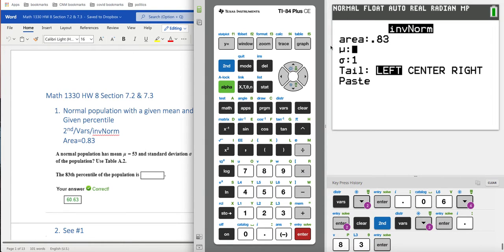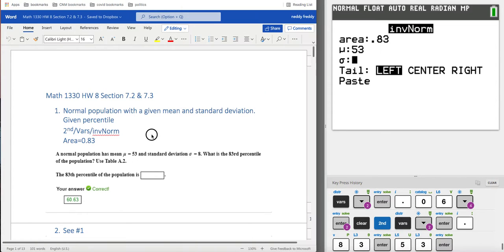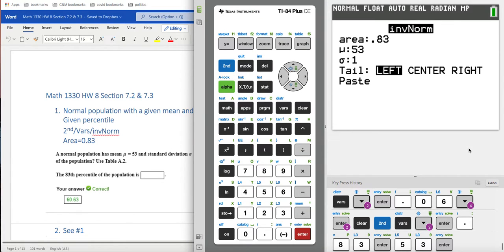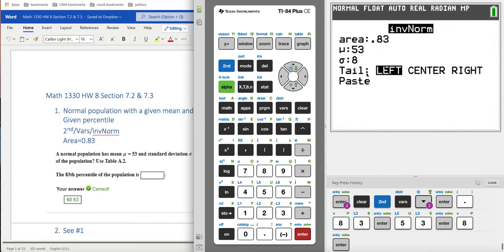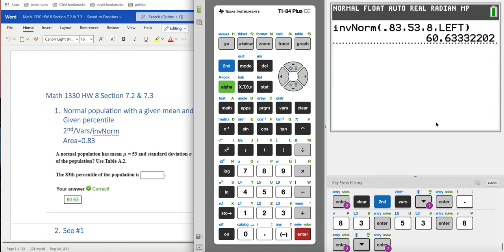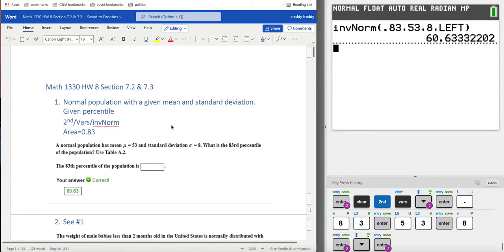And so now we have numbers to use for mean and standard deviation. So here we've got a mean of 53 and a standard deviation of 8. And we would leave it at left if you had those options, but most of the calculators default to left, so we won't have that line. Paste and enter, and it just gives you your answer. And so those are quite straightforward, not bad at all.